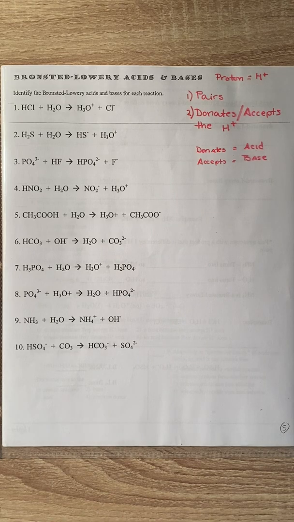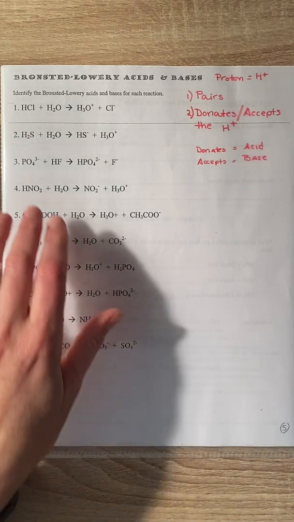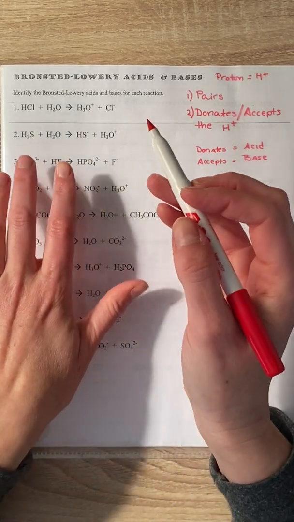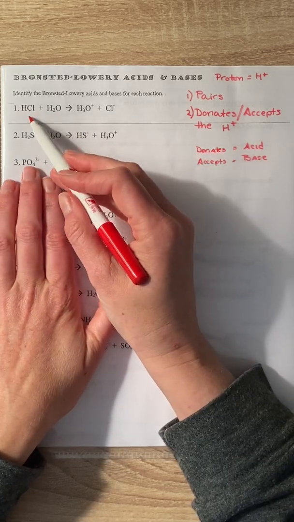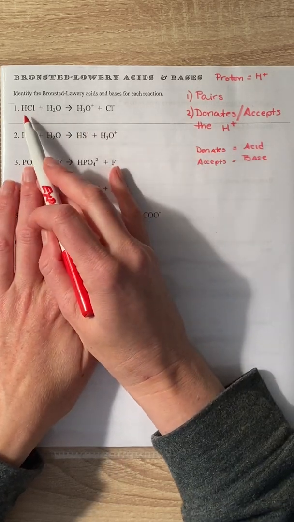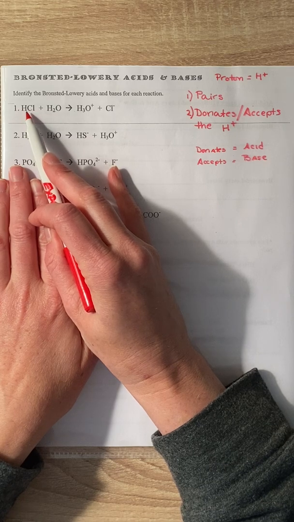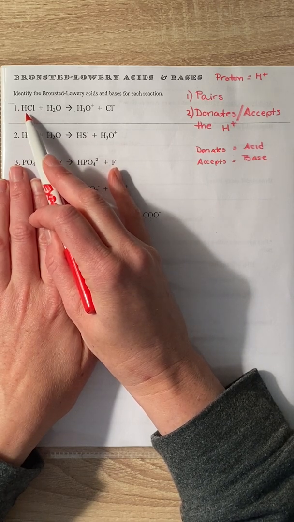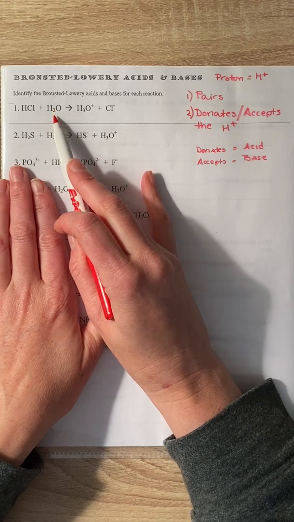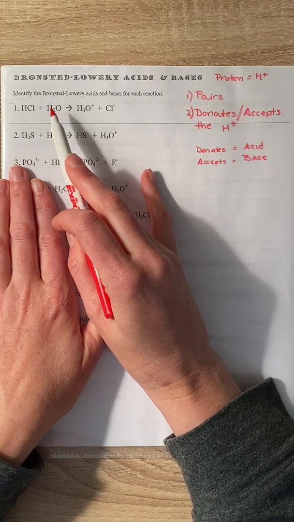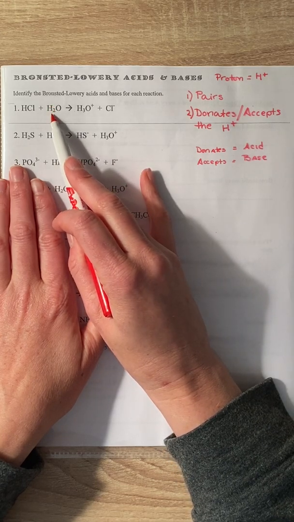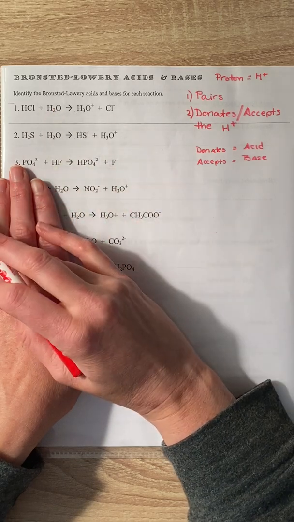All right, so let's take a look at number one. I have HCl and I have H2O. So I need to find something on the product side that is the conjugate pair to the HCl. So I need to find something that has one more or one less hydrogen than HCl, because again, it's either donating or accepting. Same thing with H2O. I have to find something that has 3 hydrogens or 1 hydrogen with an oxygen.